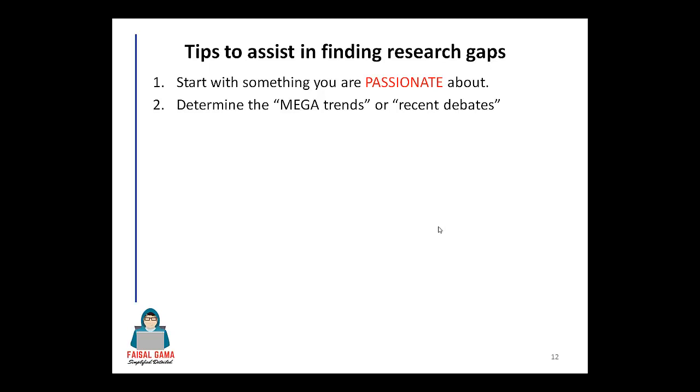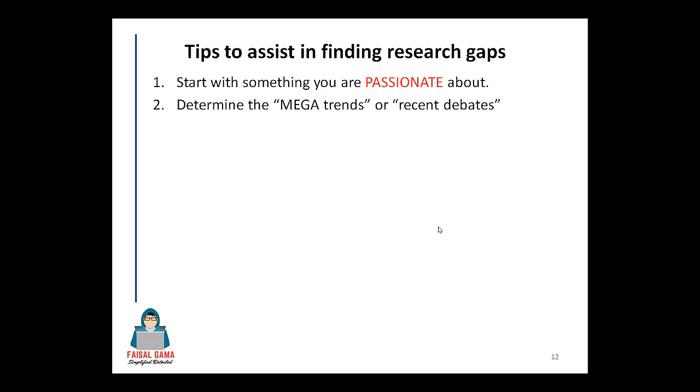Also, making sure that our topic is within the mega trend or a recent debate will ensure that the research is timely and necessary. This is very important because research is about solving problems. So it has to be about a timely issue, a recent issue. We can't be researching, trying to provide solutions to old problems. New problems arise in society, so we do research to solve those problems.